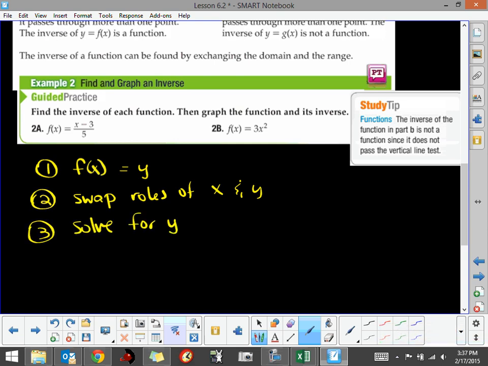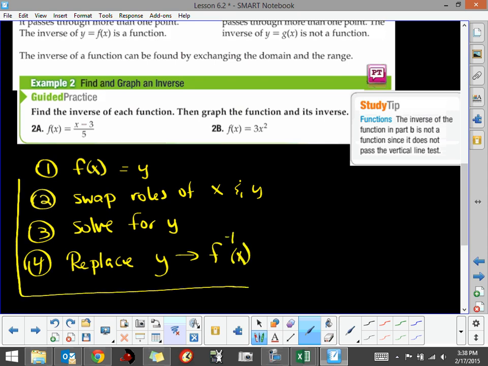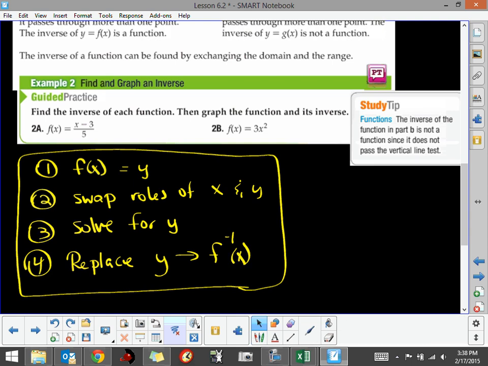for y. And the fourth thing we're going to do is replace the y value with the inverse notation f inverse of x. So these are the 4 steps of finding the rule algebraically. I gave you a couple of examples modeling how that is done. So when they ask you to find the inverse, that's what you should be doing.